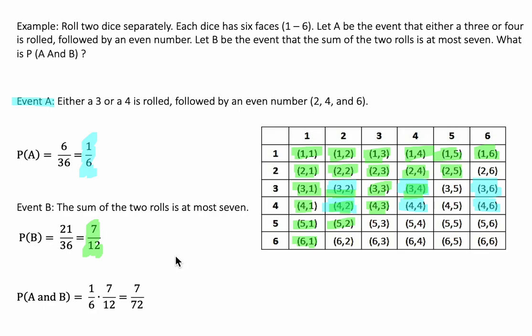Now, if we want to see what the probability is of both A and B happening, we want to use the multiplication rule. Because we have 2 independent events here, A and B, we don't have to worry about the conditional probabilities. We can just multiply probability A times probability B. So when I multiply those together, that gives me a final answer of 7 over 72.